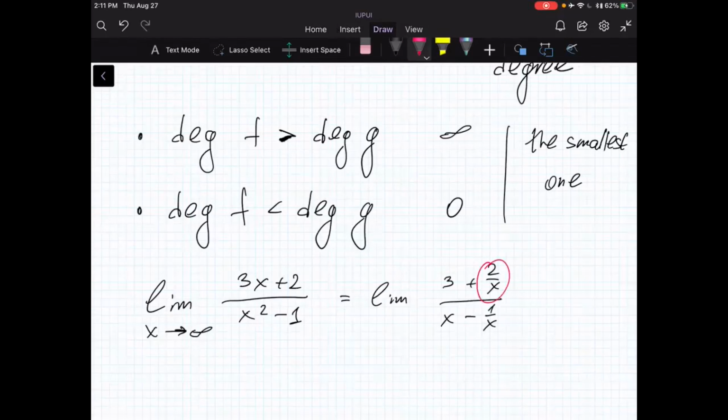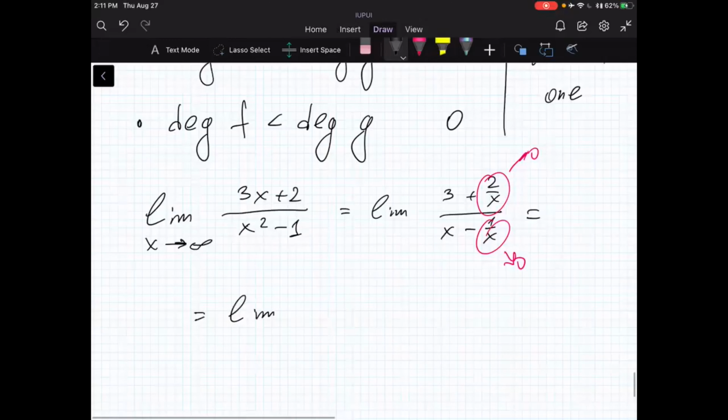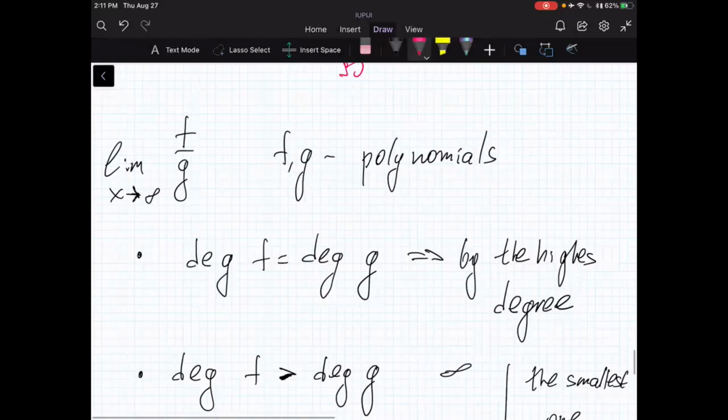And again, this goes to 0, this goes to 0, and you get the limit when x goes to infinity of 3 over x. But 3 over x, when x goes to infinity, it's similar to 1 over x, and it approaches 0. Okay? Basically, in this textbook, you will see, I think, only the first case when degree of f is equal to degree of g, at least in this section.